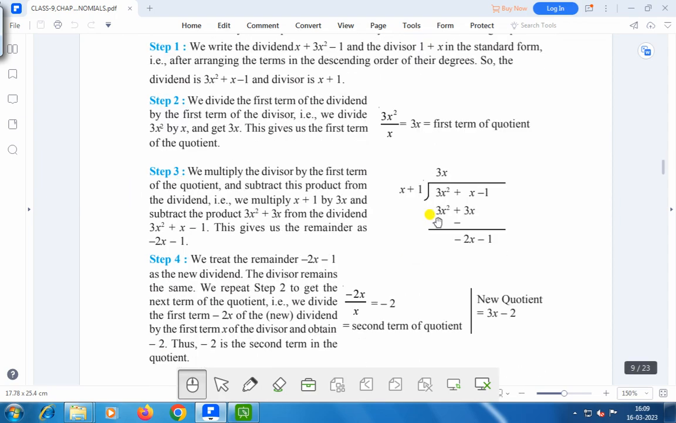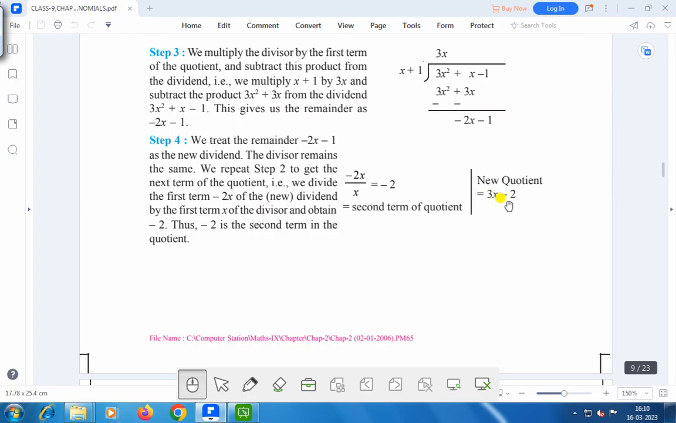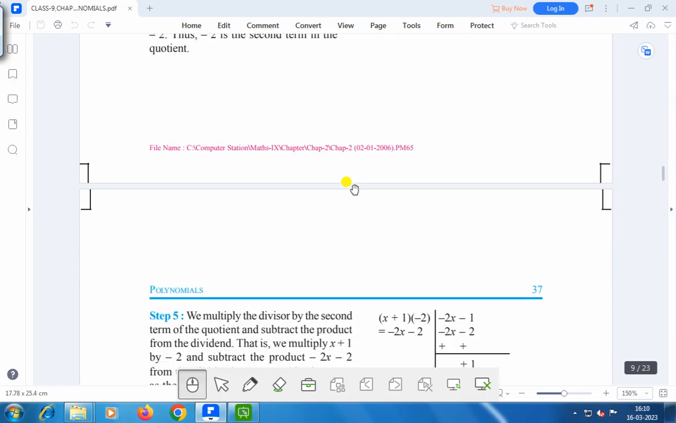And you see we have divided it here: 3x squared plus x minus 1 divided by x plus 1. Dividing 3x squared by x gives 3x, and subtracting 3x squared plus 3x, we get minus 2x minus 1. Right? And here, again, if we put minus 2, then you get minus 2x minus 2. 3x minus 2 is the quotient, right?